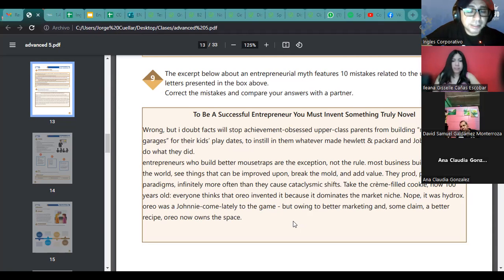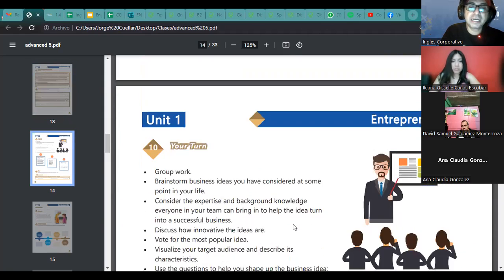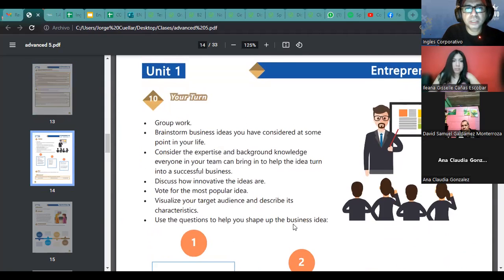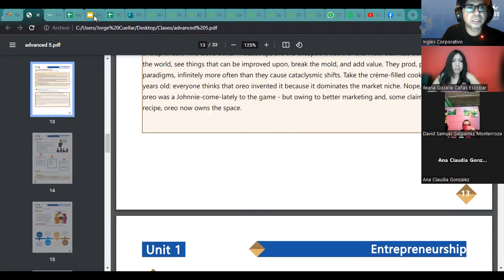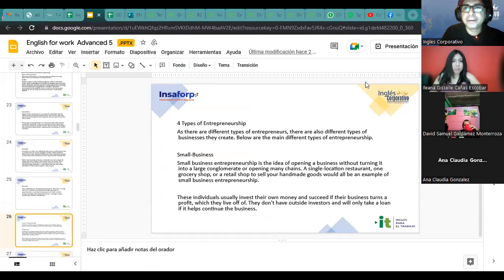Okay, very interesting. I really love readings like that, because you can find lots of new words, new vocabulary and new phrases. And besides that, you learn something. So that's what I really love, and that's why I bring a lot of readings. We're not going to do this part, but we're going to continue with the presentation. So let's continue speaking about entrepreneurship.